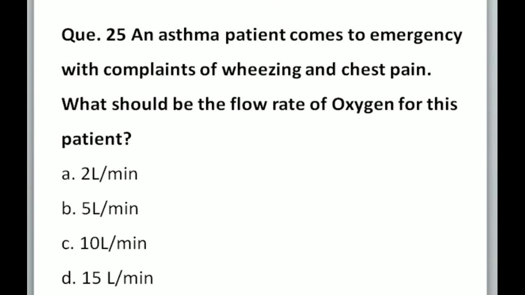Q25. An asthma patient comes to emergency with complaints of wheezing and chest pain. What should be the flow rate of oxygen for this patient? A. 2 liters per minute. B. 5 liters per minute. C. 10 liters per minute. D. 15 liters per minute. Correct option is A. 2 liters per minute.